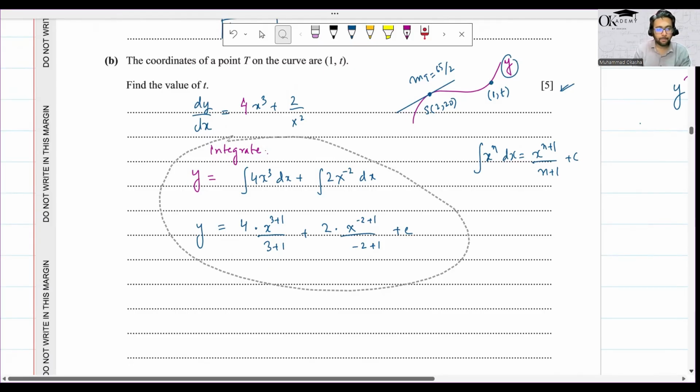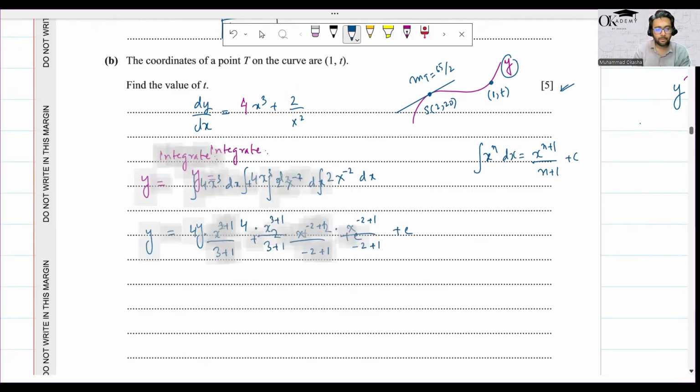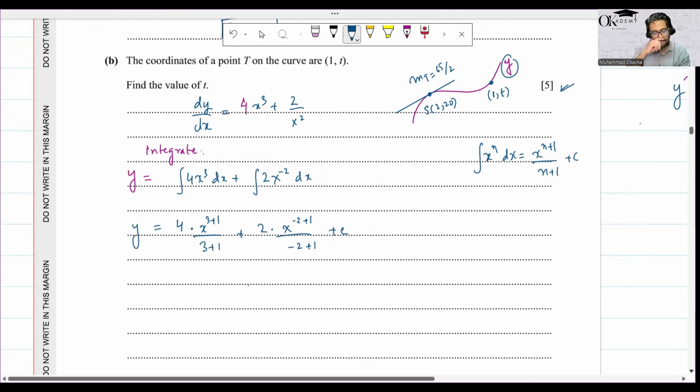Alrighty, now I have, let's simplify this a bit. So 3 plus 1 is 4. 4 will be cancelled out with a 4. I've written it simplified as x to the power of 4. Negative 2 plus 1 is negative 1, which will change this sign. So that is going to be negative 2. Negative 2 plus 1 is negative 1. If it goes to the denominator, it becomes positive 1. I did too many things at once, but I hope it makes sense because you're grown-up kids now.